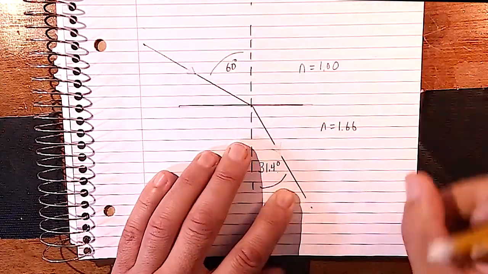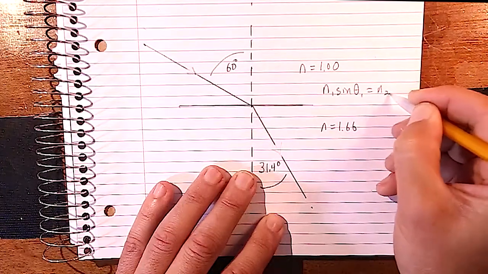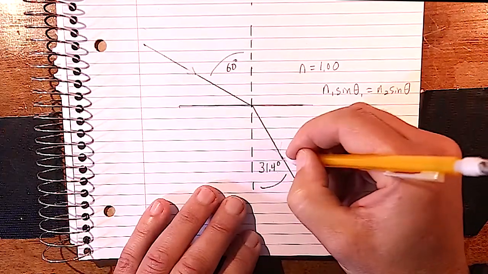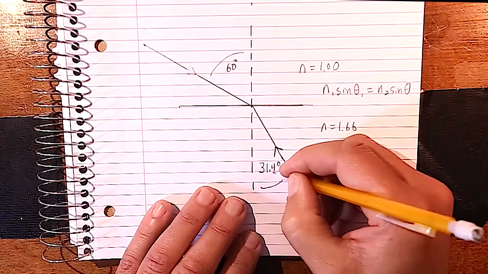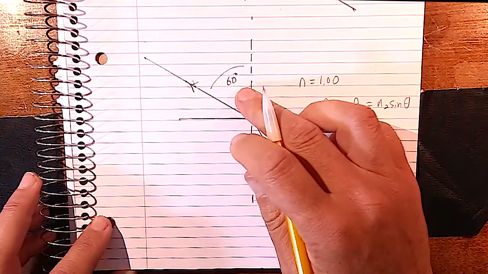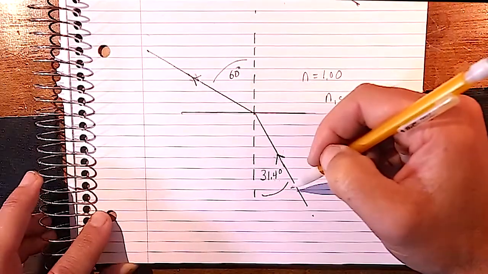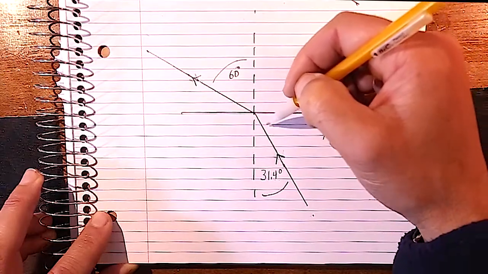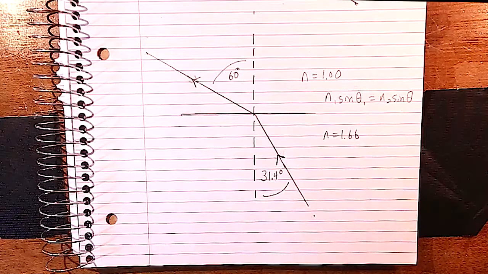Well, all you're doing is flipping around n1 sine theta 1 equals n2 sine theta 2. You're just putting 1 on the other side. So the angle of refraction from the problem before becomes our angle of incidence in this problem. So this light ray will go out at exactly 60 degrees. If it comes in at 60 and refracts at 31.4, then the same thing is true in reverse. The incident angle of 31.4 will produce an angle of 60 degrees. That's its angle of refraction.